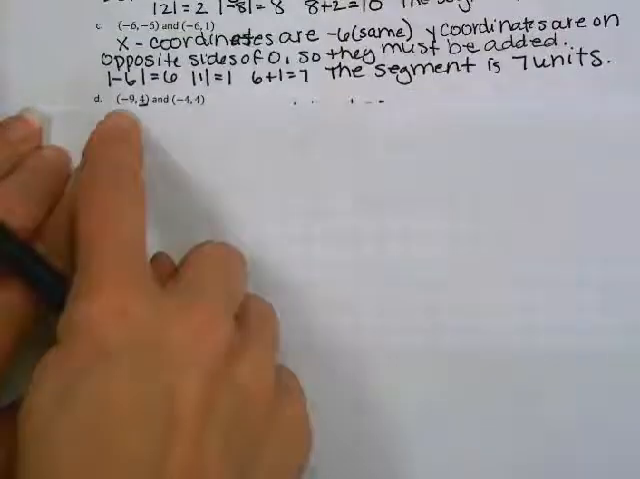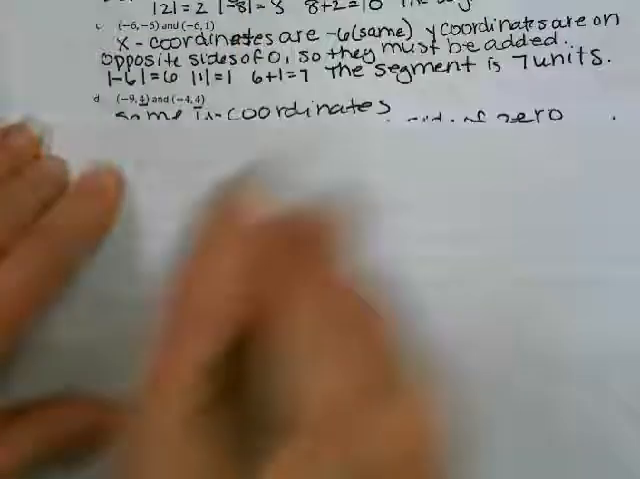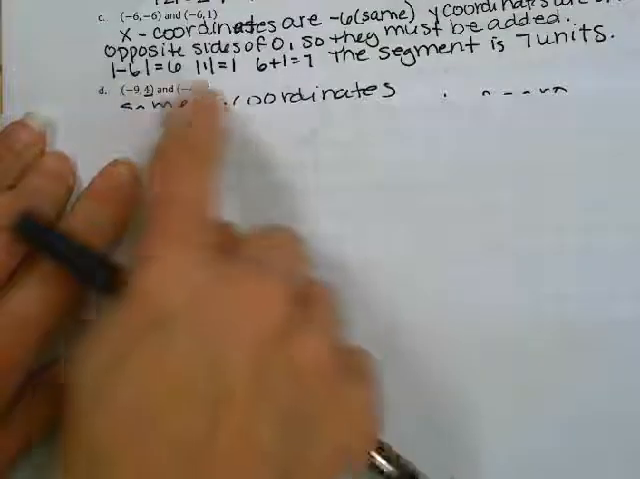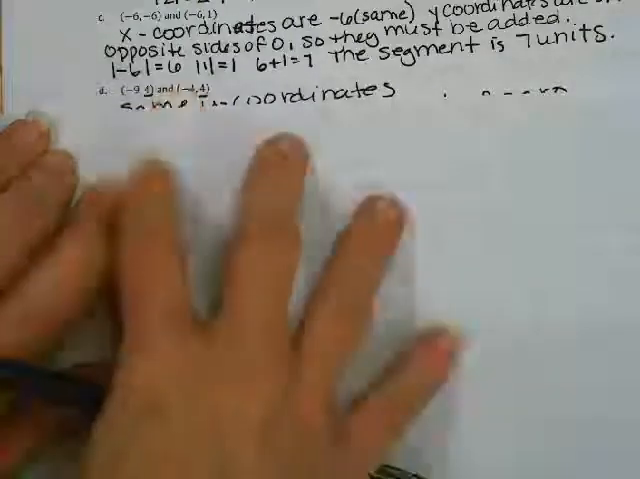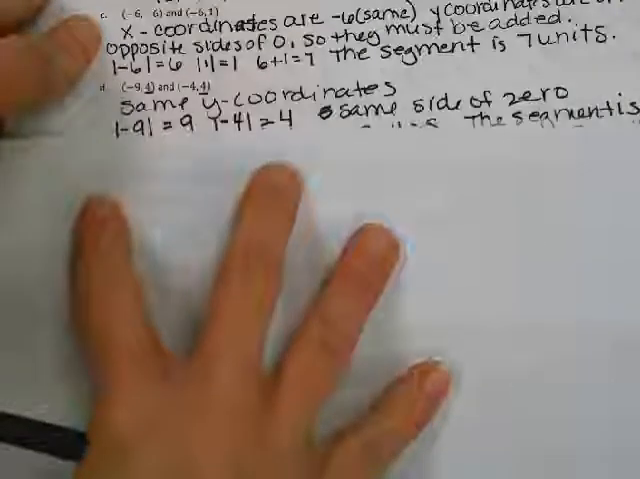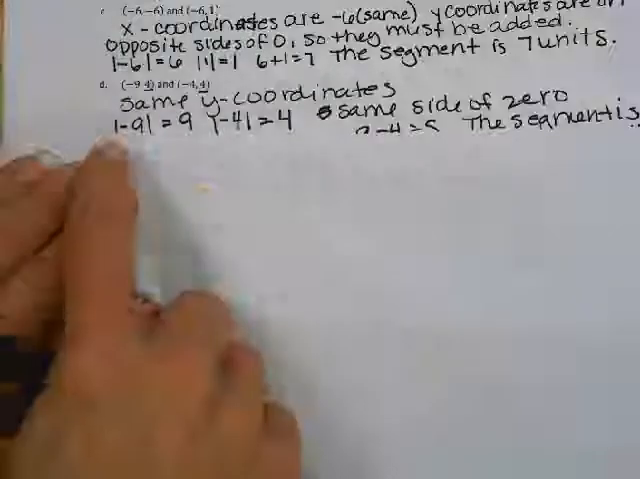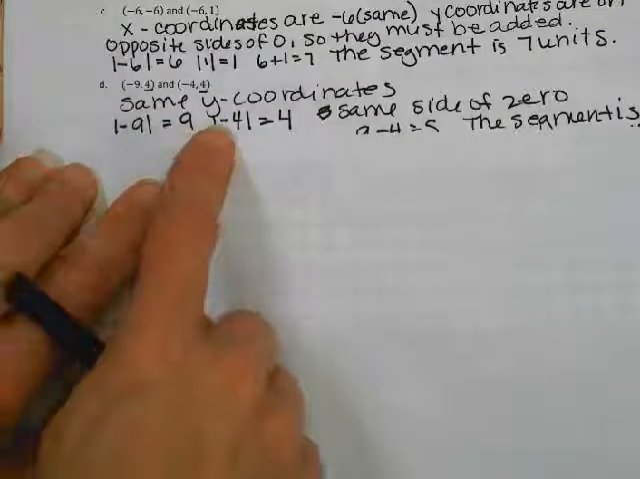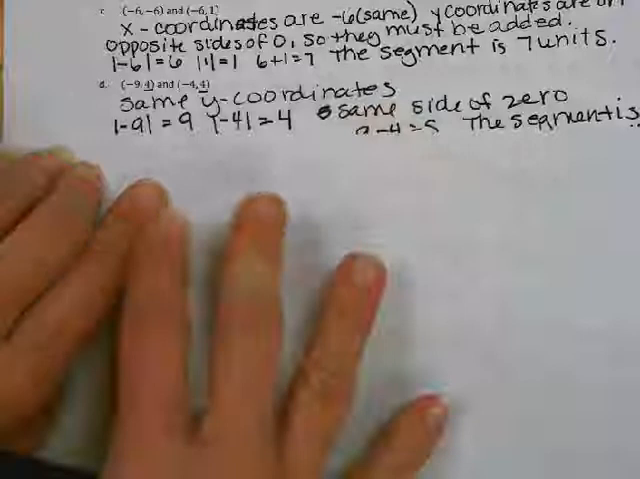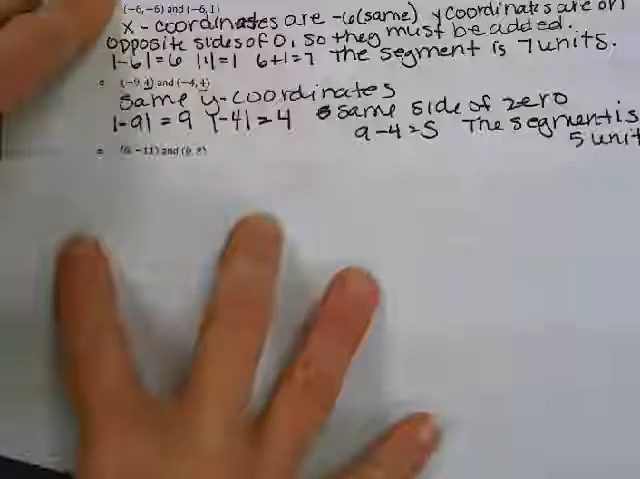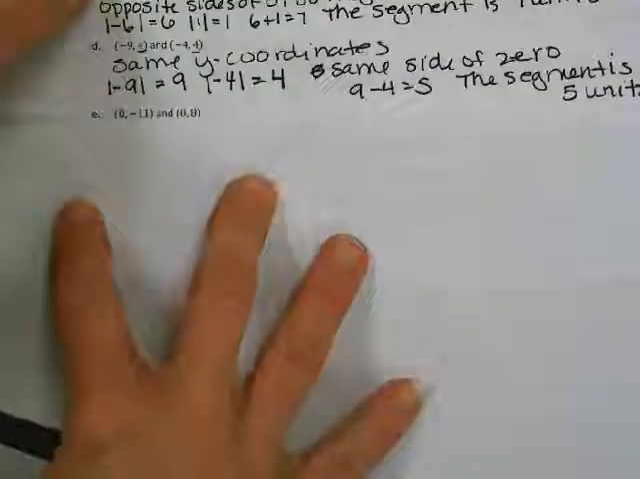So letter D, (-9, 4) and (-4, 4). We notice 4 is the coordinate in common. -9 and -4 sit on the same side of 0. So we say same y-coordinates. We find the absolute value of -9 is 9. Absolute value of -4 is 4. They sit on the same side of 0. 9 minus 4 is 5, and the segment is 5 units.